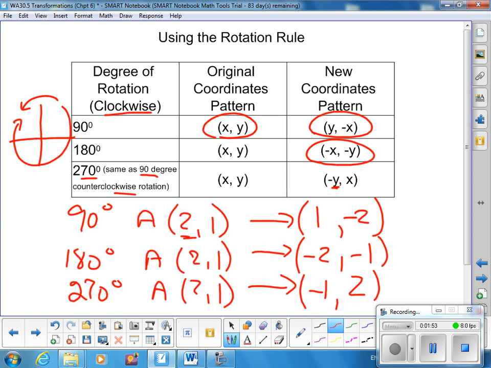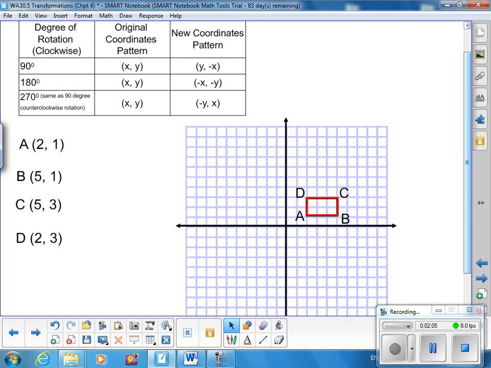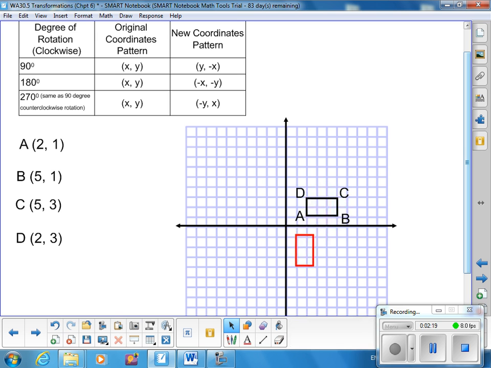So let's see what this looks like on a grid. So we have the 4 following points on this rectangle. We're going to rotate the rectangle 90 degrees. Now we're going to do the best we can. Your rectangle is going to move from being horizontal to vertical, so rotating it would go down to here. Okay? So it would rotate from this position to the red position.